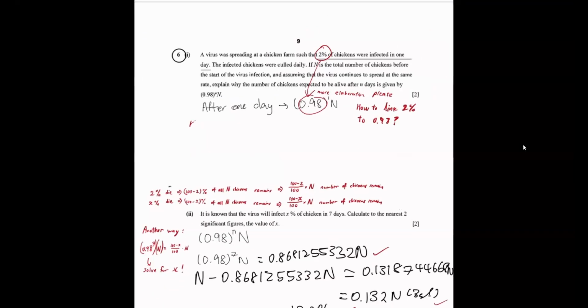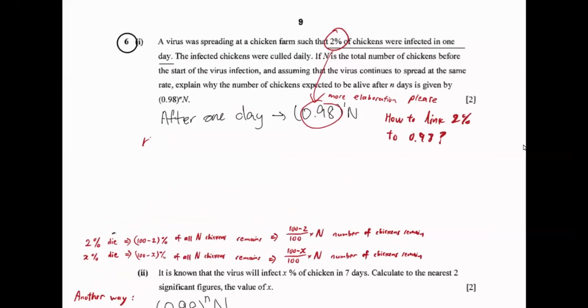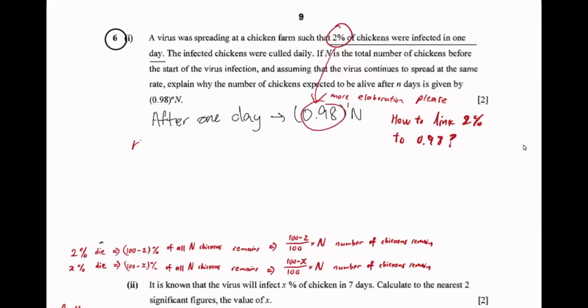A virus was spreading at a chicken farm such that 2% of the chickens were infected in one day. Infected chickens were culled daily. If N is the total number of chickens before the start of the virus infection, assuming that the virus continues to spread at the same rate, explain why the number of chickens expected to be alive after n days is given by 0.98 to the power n multiplied by the initial population, capital N.